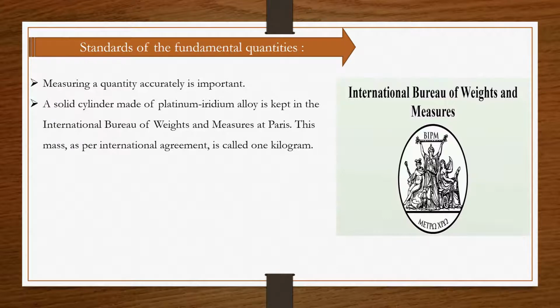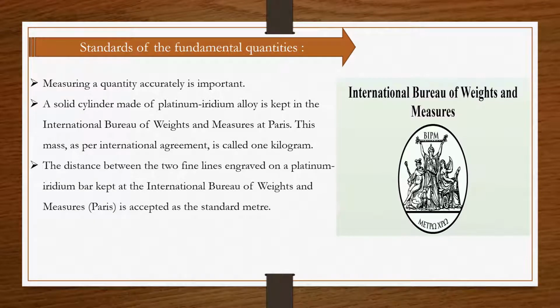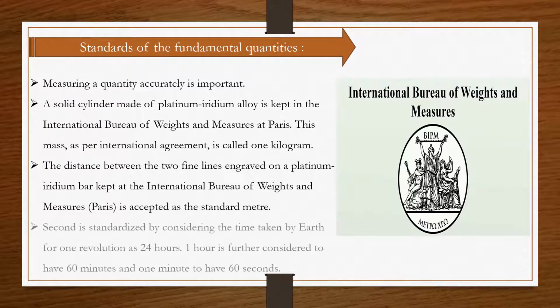International Bureau of Weights and Measures at Paris. This mass, as per international agreement, is called 1 kilogram. And the distance between the two fine lines engraved on a platinum iridium bar kept at the International Bureau of Weights and Measures, Paris, is accepted as a standard meter. And second is standardized by considering the time taken by Earth for one revolution as 24 hours. And 1 hour is further considered to have 60 minutes and 1 minute to have 60 seconds.